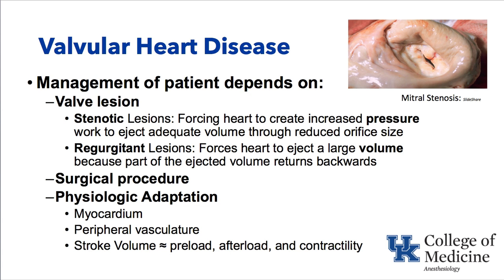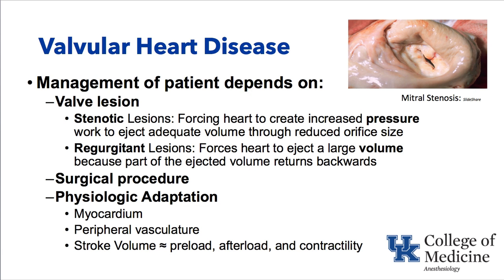A regurgitant lesion example would be aortic insufficiency, where the heart is forced to eject large amounts of volume because during diastole, blood can flow back from the aorta through that insufficient aortic valve and fill the left ventricle, and so it's like blood is going back and forth. Regurgitant lesions often result in very dilated hearts. So stenotic lesions often result in a thick left ventricle, as in AS. Regurgitant lesions, both mitral regurg and aortic regurg, result in dilated hearts. They have to pump a lot of blood and they dilate.